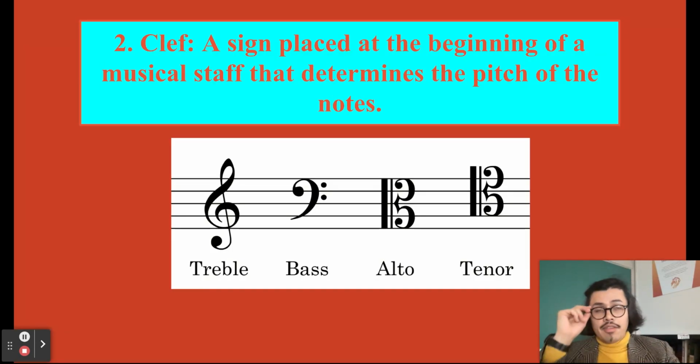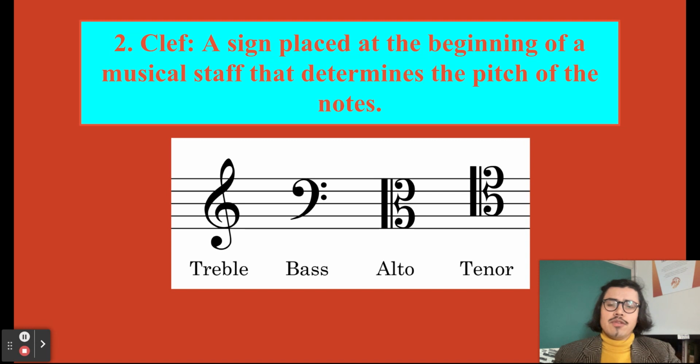The second thing that we need is a clef. A clef is usually placed all the way at the left at the beginning of a staff, and it determines the pitch of the note. So, how high the note is or how low it's going to be, and your starting point.